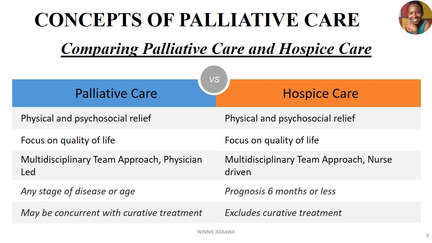But on the similarity side, they're all working to ensure quality of life. They all have a multidisciplinary approach, and there's targeting of physical and psychosocial relief. So those are the main aspects that you can put into consideration when you wish to understand the differences between palliative care and hospice care.